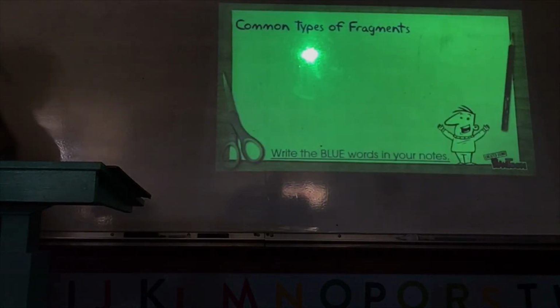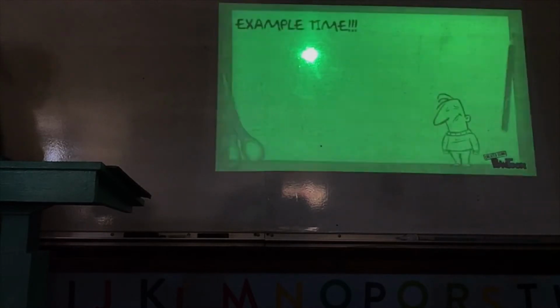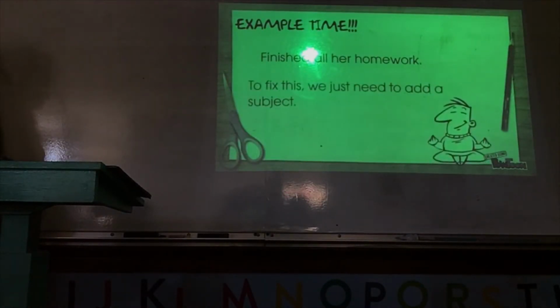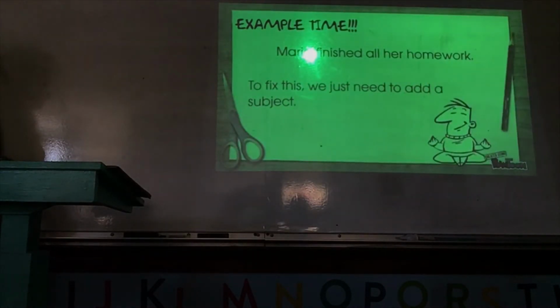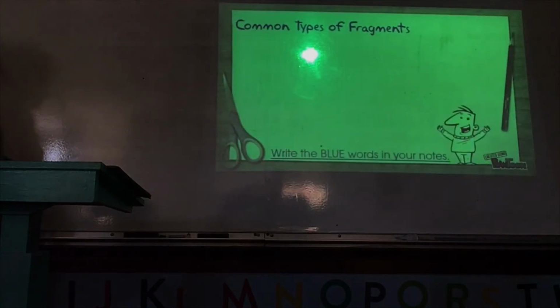Another common fragment error is when we forget to add the subject. These fragments have a verb, but are missing a subject. For example, finished all her homework. To fix this, all we need to do is add a subject. Maria finished all her homework. Good job, Maria.